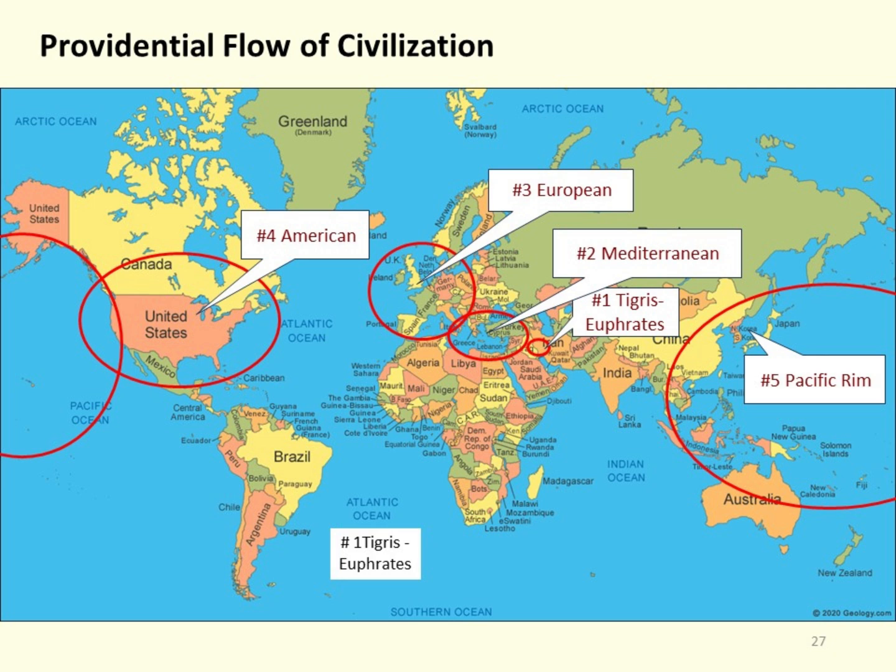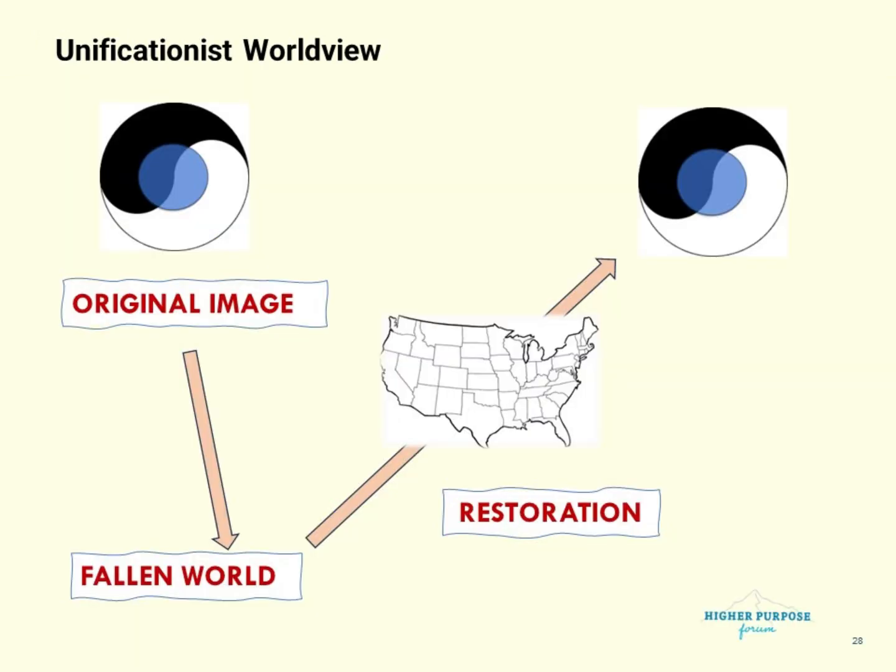And now historians believe, certainly Unificationists believe, that the next civilization phase is emerging, and this is being called the Pacific Rim era, the fifth sequence of civilizations in providential history, the Pacific Rim area, which is just now becoming visible, now in ascent. So here's this idea of restoration.